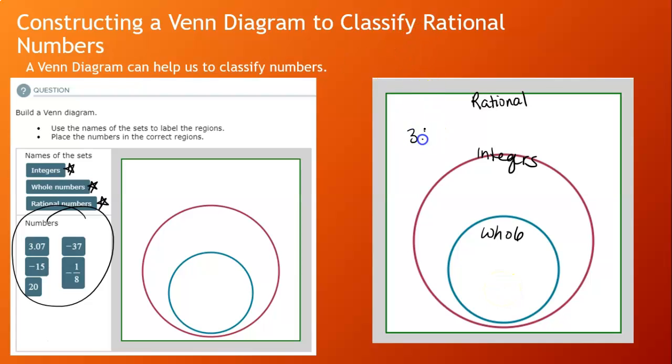You should have put 3.07 with the rational numbers, negative 37 with the integers, negative 15 with the integers, 20 with the whole numbers because it's positive, and negative 1/8 with your rational numbers. If you don't have all that written down, I want you to pause the video and do that now so that you have this to reference when you do your quiz later.